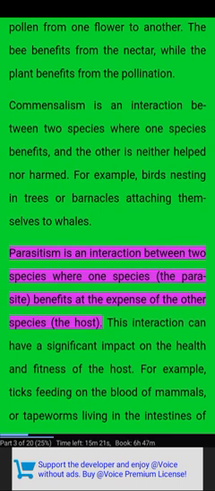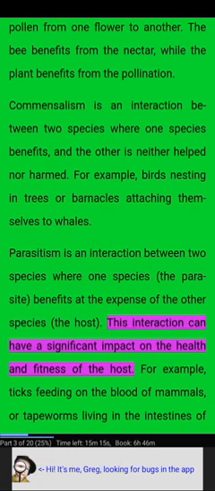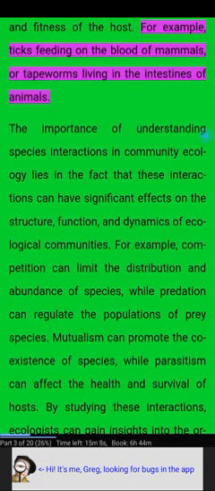Parasitism is an interaction between two species where one species, the parasite, benefits at the expense of the other species, the host. This interaction can have a significant impact on the health and fitness of the host. For example, ticks feeding on the blood of mammals, or tapeworms living in the intestines of animals.